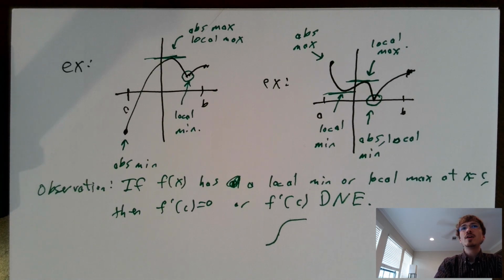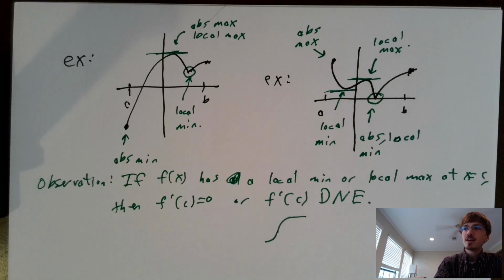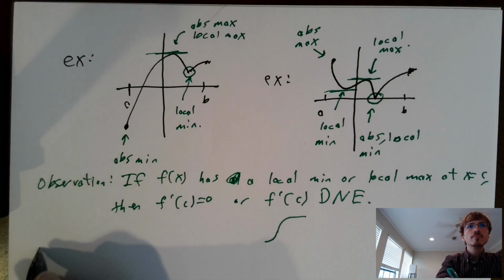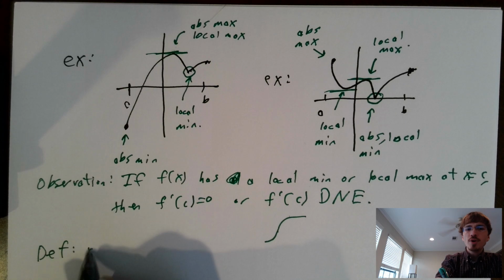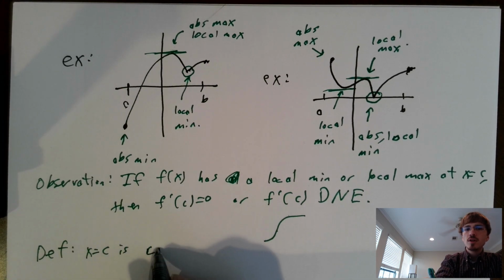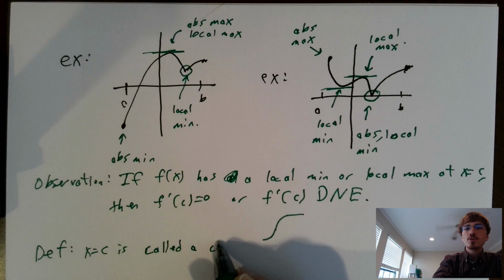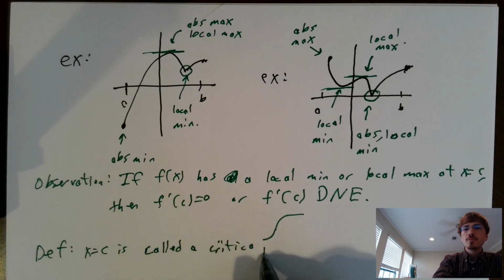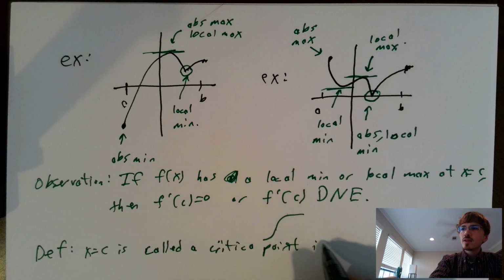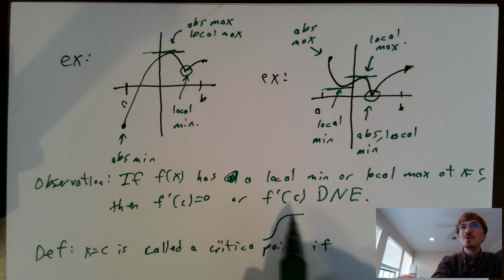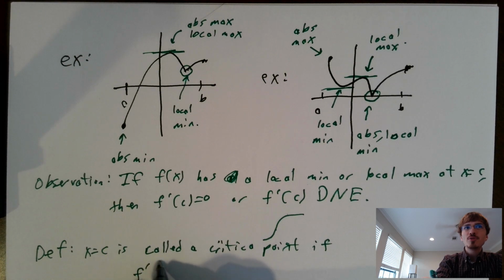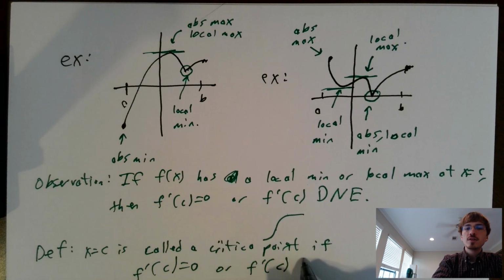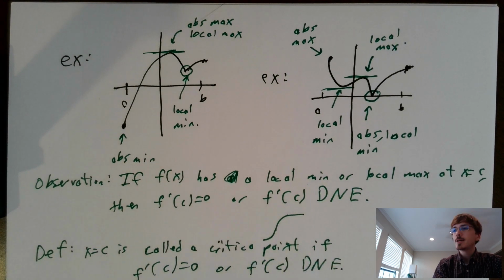This motivates something called a critical point. Let's define a critical point. A point x equals c is called a critical point if either f prime of c equals 0 or f prime of c does not exist. We'll call that a critical point. That'll be a really important definition for us.